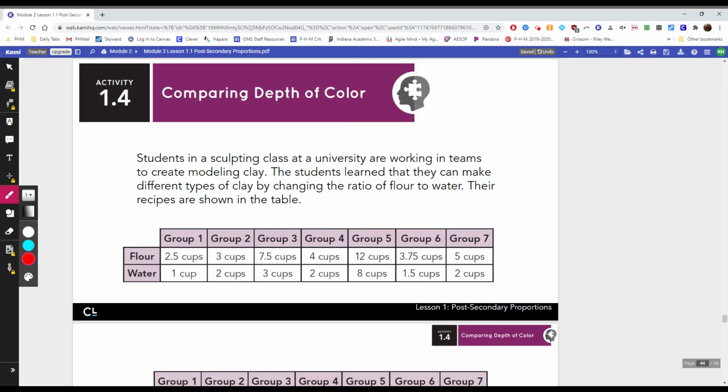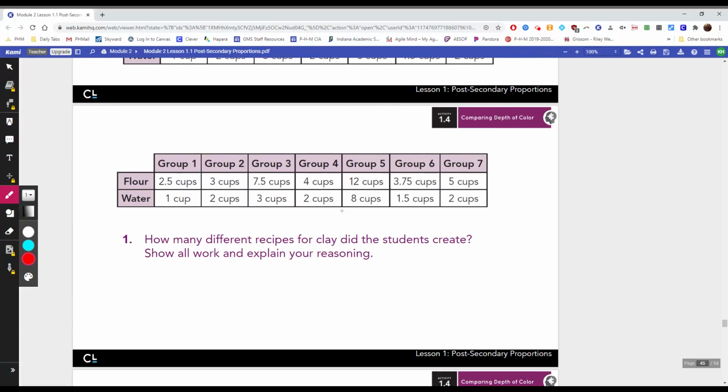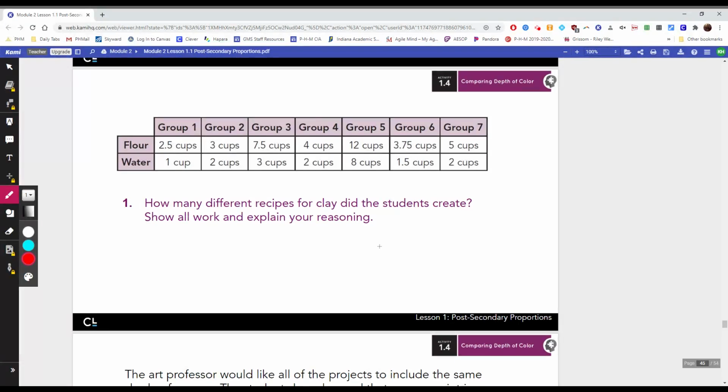It says students in a sculpting class at a university are working in teams to create modeling clay. The students learned that they can make different types of clay by changing the ratio of flour to water. Their recipes are shown in the table. How many different recipes for clay did the students create? Show all work and explain your reasoning.